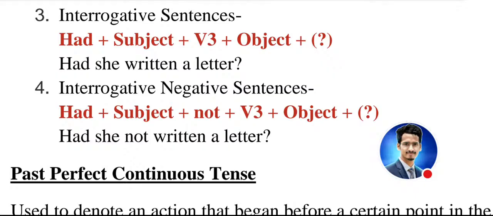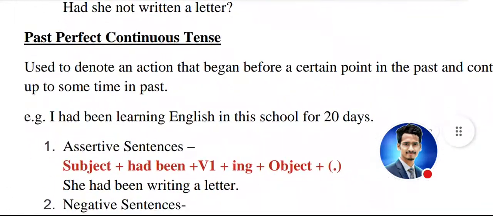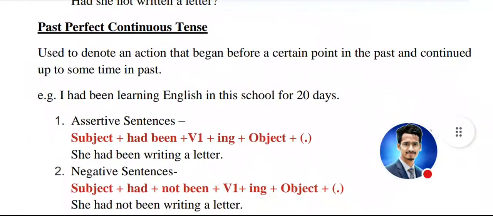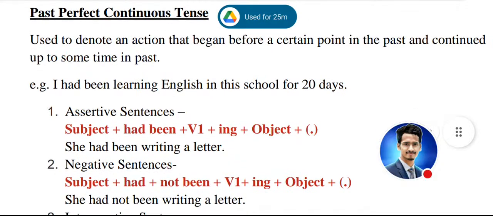So the sentence will automatically be negative. So this is very simple. And you can see the past perfect continuous tense. It is used to denote an action that began before a certain point in the past and continued up to some time in the past. Okay, so the action was continued in the past for some time. In this way we have to make the past perfect continuous.